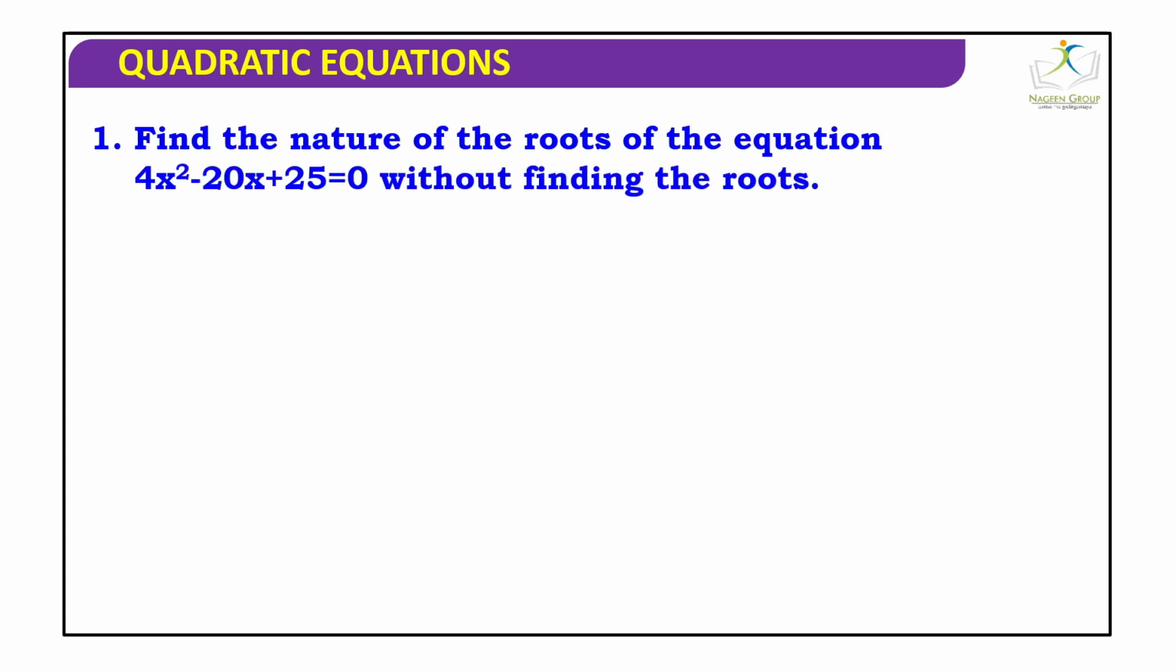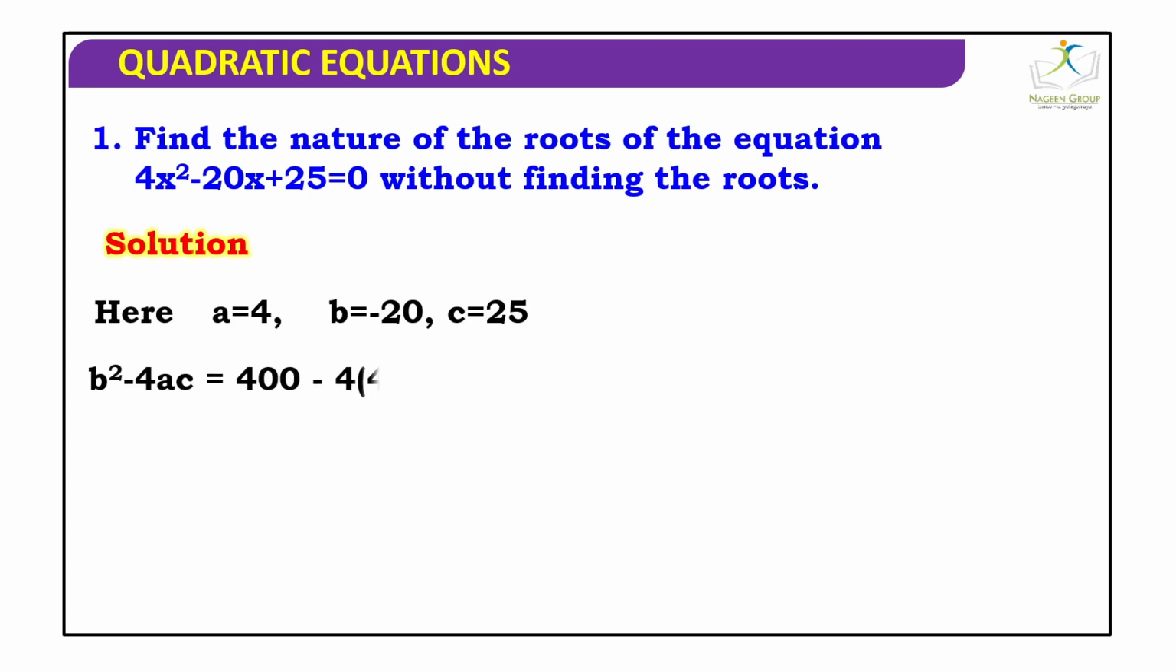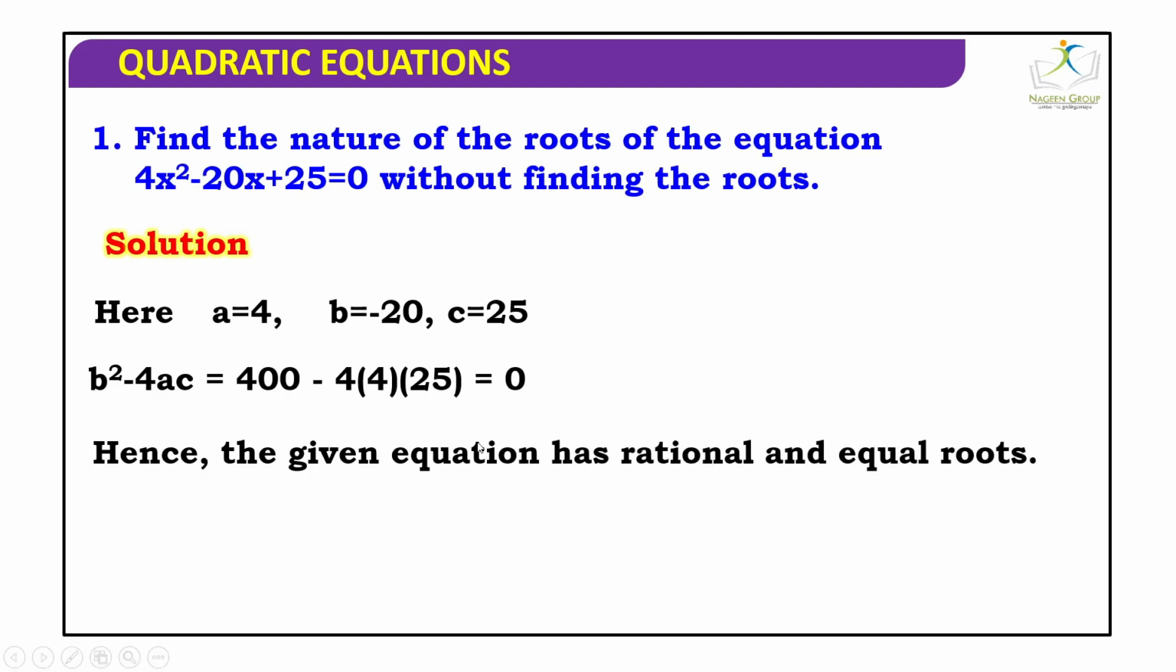We have 4x² − 20x + 25 = 0, without finding the roots. First of all, we find the values of a, b, c, then find the discriminant. What is the value of the discriminant? b² − 4ac. The value of b is −20, so 20 squared is 400, minus 4 times the value of a, which is 4, times c, which is 25. From here, 400 − 400 equals 0. So the discriminant equals 0, and the equation has rational and equal roots.